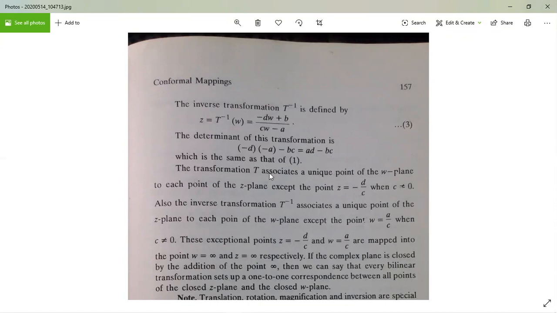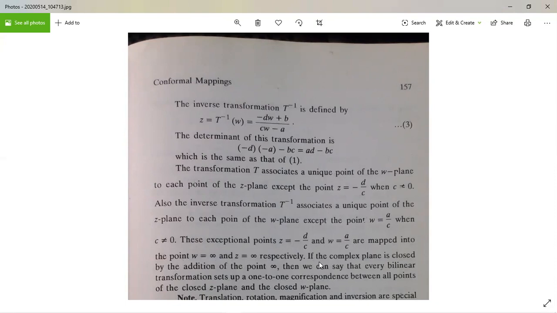The transformation T associates a unique point of the omega plane to each point of the z plane except the point z equals minus d by c, where c is not equal to 0. Also, the inverse transform T inverse associates a unique point of the z plane to each point of the omega plane except the point omega equals a by c, where c is not equal to 0. These exceptional points, that means z equals minus d by c or omega equals a by c, are mapped into the point omega equals infinity and z equals infinity respectively.